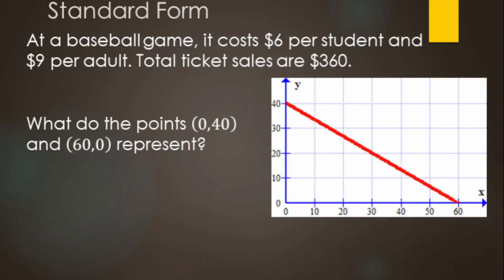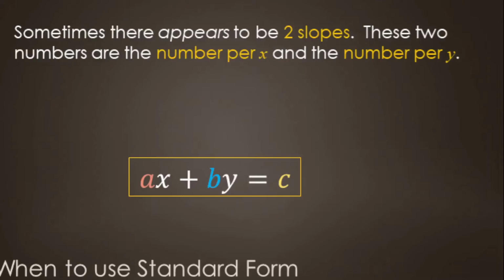So if we were to put this information on a graph, it would look like this, to where if you had like the point (0, 40) would be up here, and then the point (60, 0) would be here. And so that would be looking at ticket sales for adults versus ticket sales for the students or the kids.